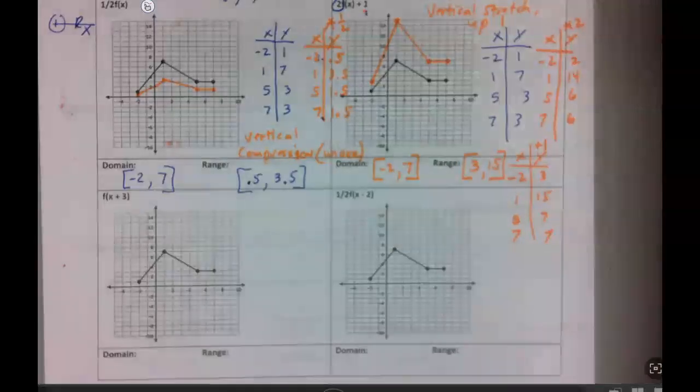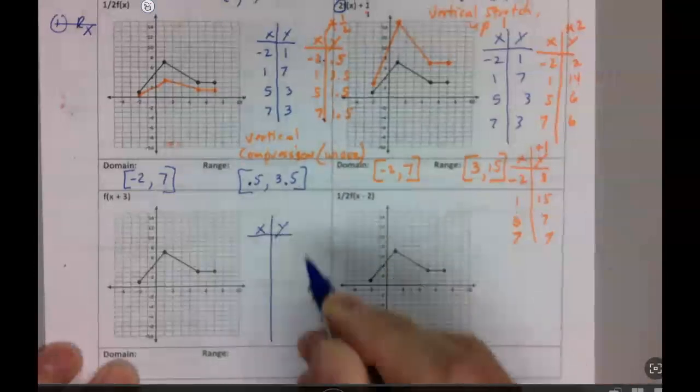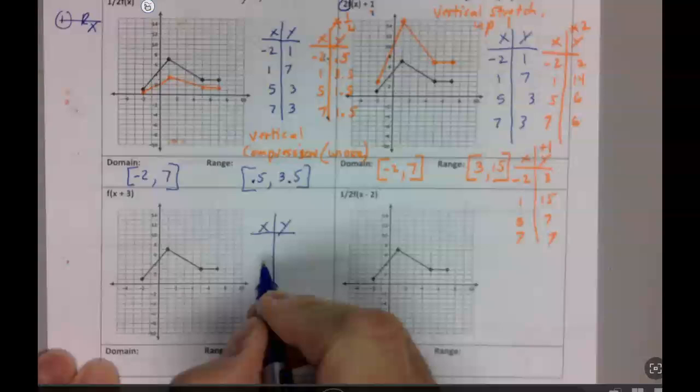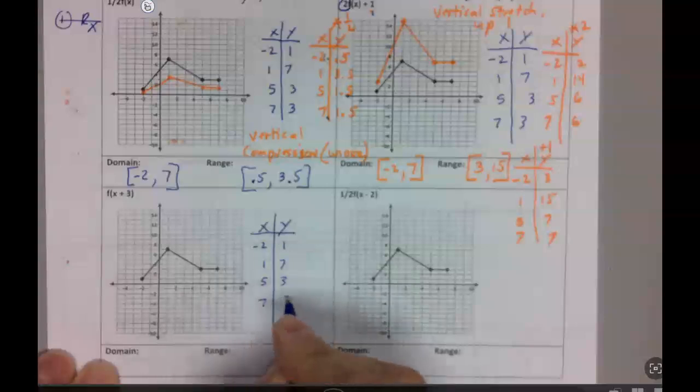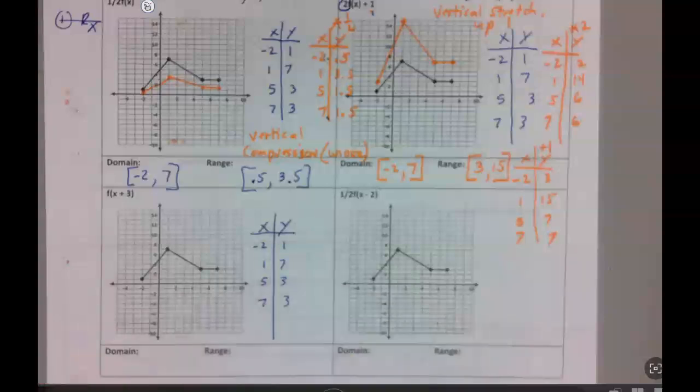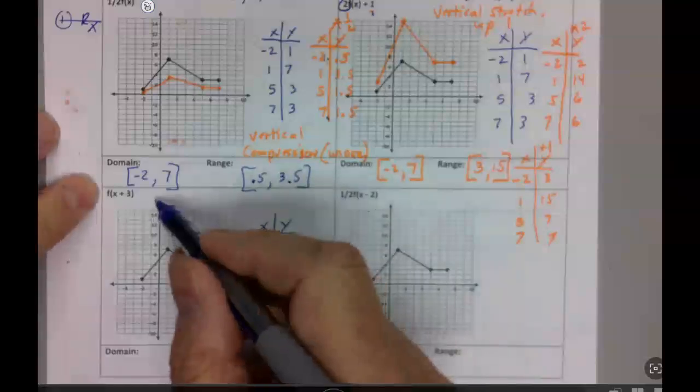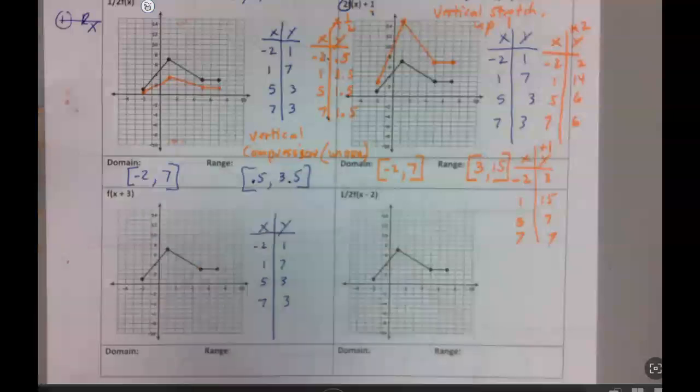Okay, parent function again. Negative 2, 1. 1, 7. 5, 3. 7, 3. Correct? So what am I going to do to this one here? Is there anything on the outside of those parentheses? No, so I'm not doing anything to the y's, am I? So what am I going to do to the x's? I'm going to subtract 3.